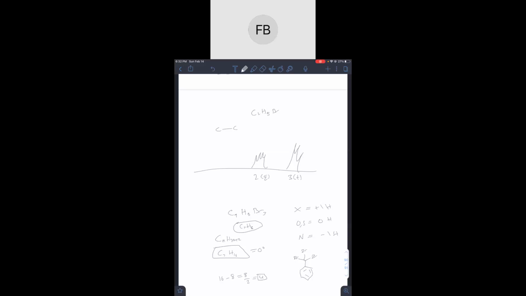We have 2 hydrogens that are quartets. So I'm going to draw 2 hydrogens. Let me do it on the other side so that it lines up. We have 2 hydrogens that are quartets. So these 2 hydrogens go here. And we know that across from it, there must be 3 hydrogens because it's a quartet.